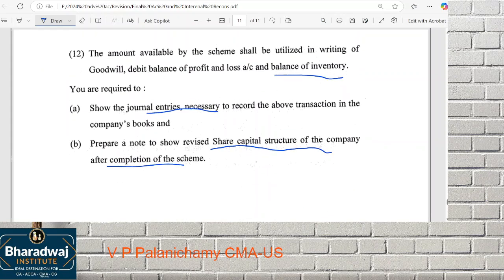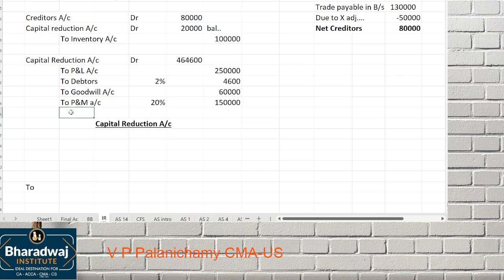Balance of inventory we have to write off. Add that to the inventory account. To inventory account, how much balance is it? 1,30,000. 1 lakh has been already adjusted. Balance you have to write off. How much do you have to write off? 30,000? How is it 20,000? 20,000. Adjust the last entry itself. Then prepare the capital reduction account.